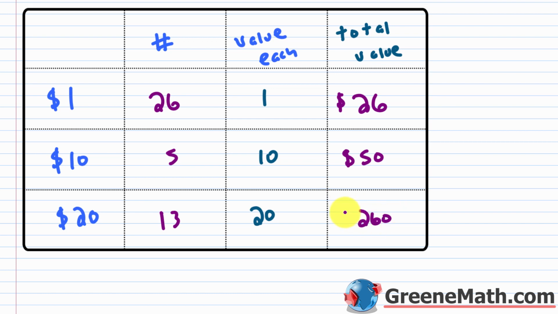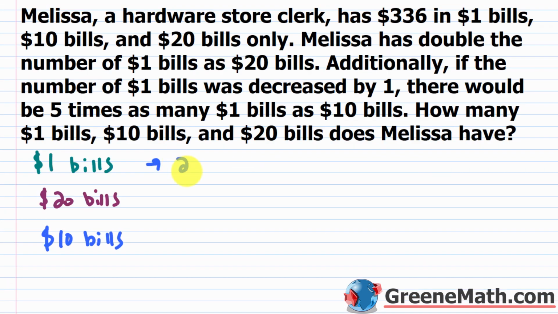So the first thing in order to check things is to go through and sum this. So 260 plus 50 is going to give me 310, and then 310 plus 26 is going to give me 336. So the total value matches up, the $336 that I was looking for. So again, this was 26, this was 13, and then this was 5. Now, just reading back through the problem, we've already checked this part right here. The sum is $336. We know that from the table. But you just want to go back through and check the other stuff.